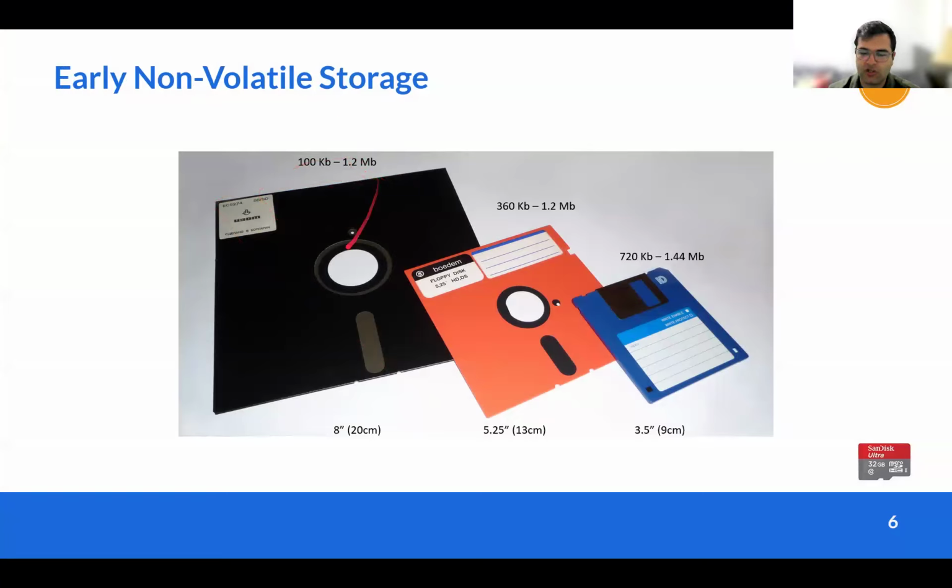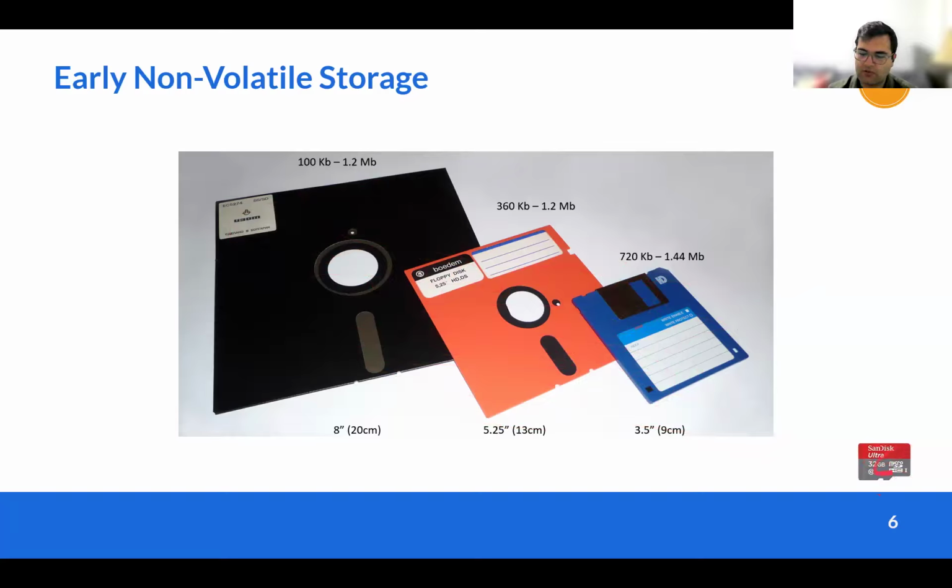Now early non-volatile memory, early short-term memory, and long-term memory, permanent storage, came in the forms of floppy disks. You had huge floppy disks, and then they slowly got smaller and smaller. The nice thing about floppy disks was they were portable. The not nice thing was they were very easily prone to failure. They would break down very easily.